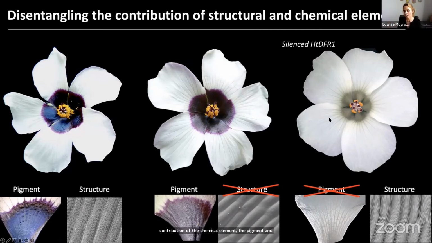For example, in the line you've got on this side, the DFR1 enzyme that makes the pigment has been completely silenced. So there is no anthocyanin pigment, but we still see a bullseye because the texture and the cell shape are different. And the question is, can bumblebees and other pollinators really perceive this pattern as a bullseye as well?